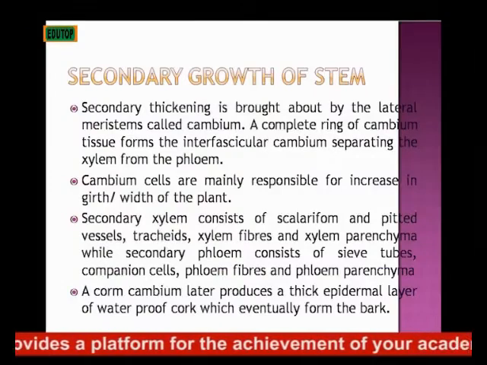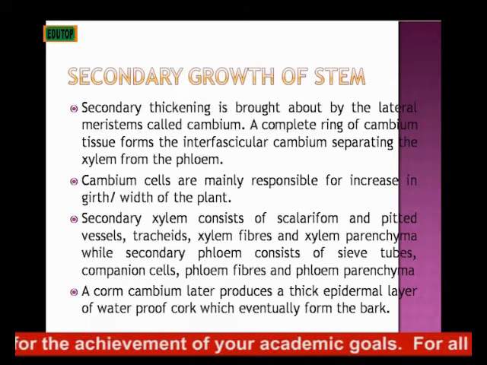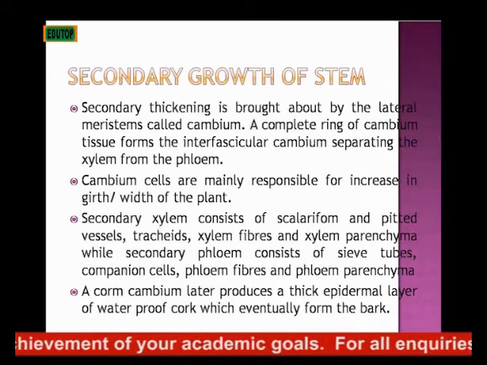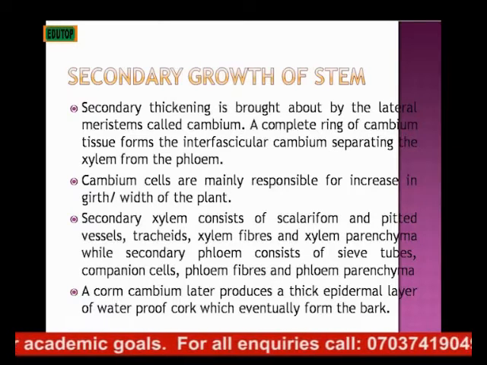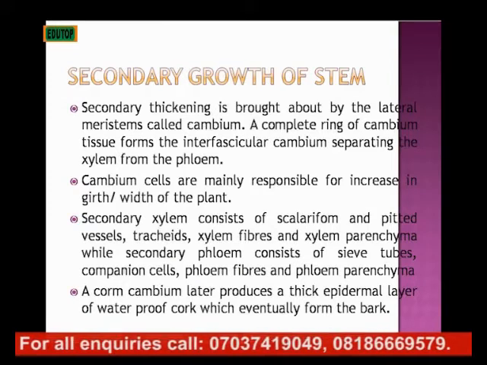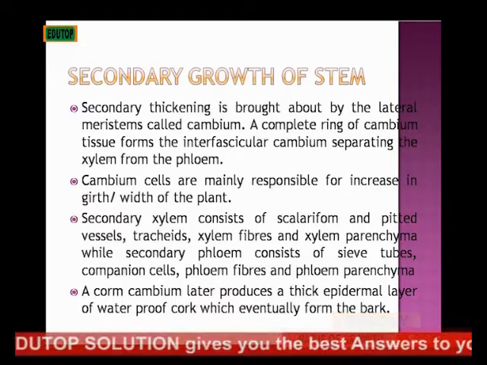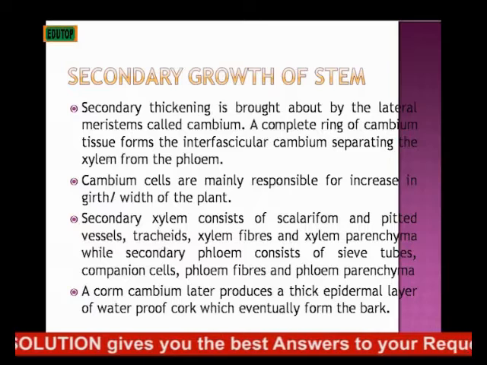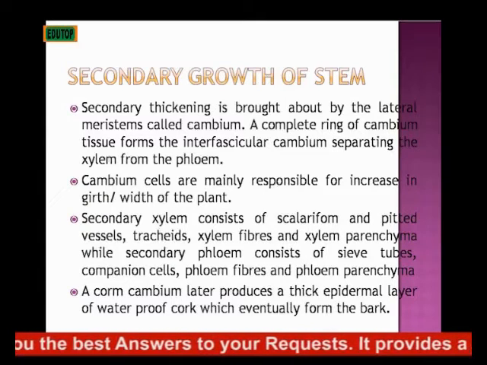Secondary growth of stem. The secondary thickening is brought about by the cambium. I've mentioned that. Then a complete ring of cambium tissue forms the interfascicular cambium, separating the xylem and the phloem. I said the cambium is found in between the xylem and the phloem. The cambium cells are majorly responsible for increase in girth or the width of the plant.